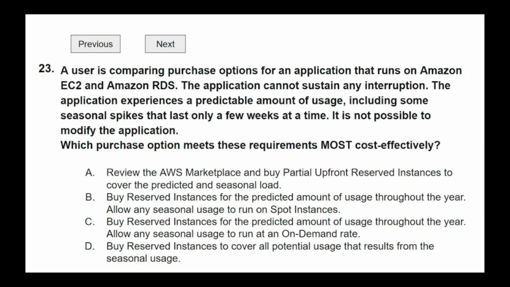Option C, buy reserved instances for the predicted amount of usage throughout the year. Allow any seasonal usage to run at an on-demand rate. Well, that makes sense because if the application will have some seasonal spikes that may run maybe between 1 to 2 weeks, then we need to run that application while it is on demand. Because option D, buy reserved instances to cover all potential usage that results from the seasonal usage. Well, that doesn't make any sense actually. So the answer is option C.